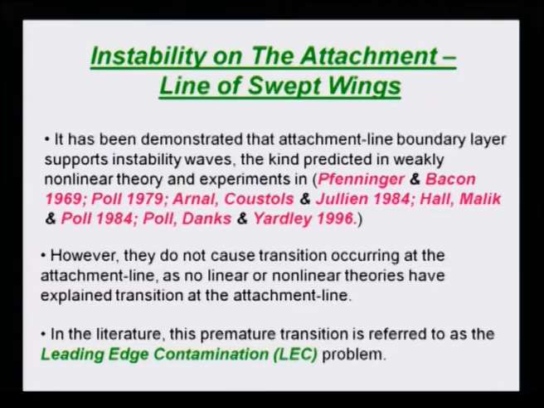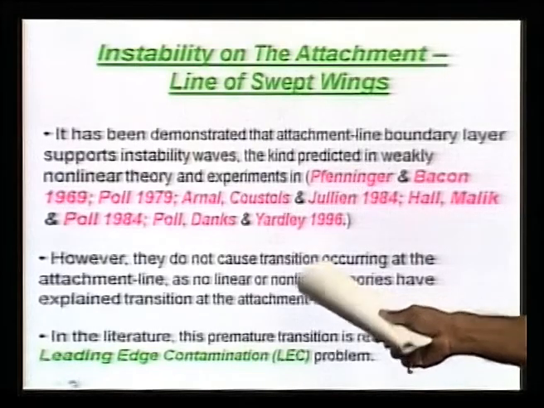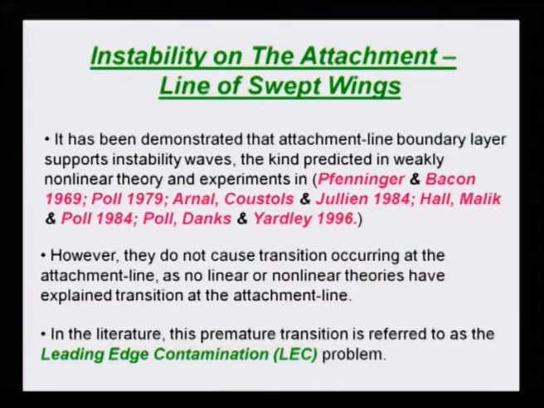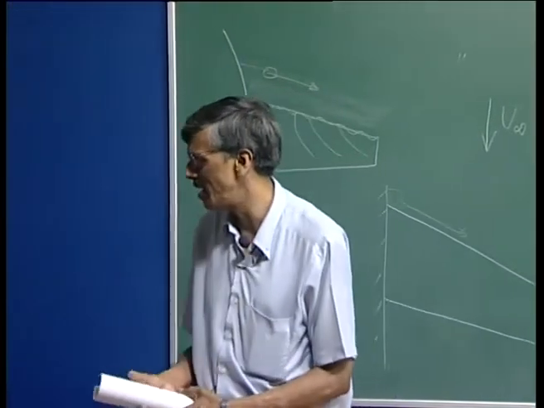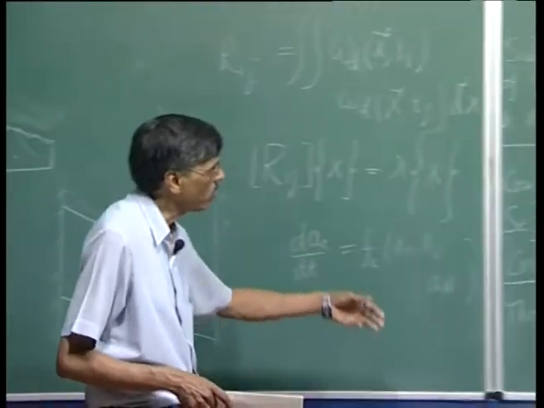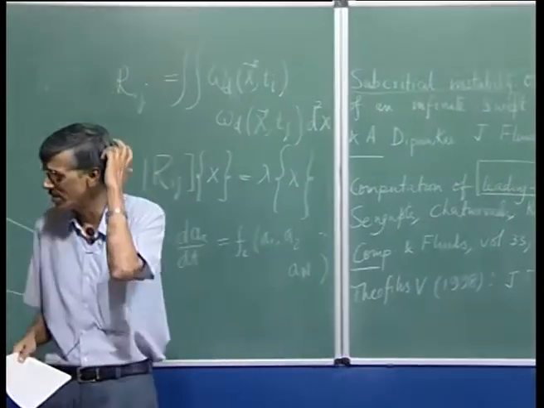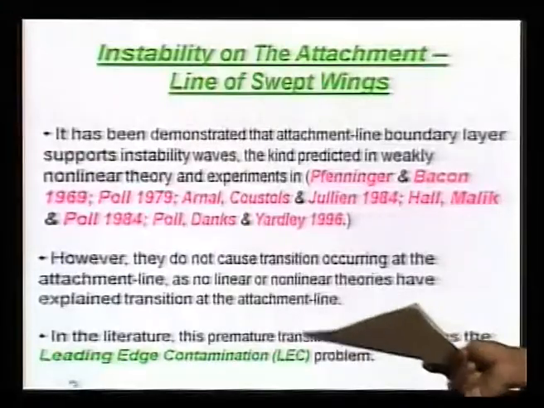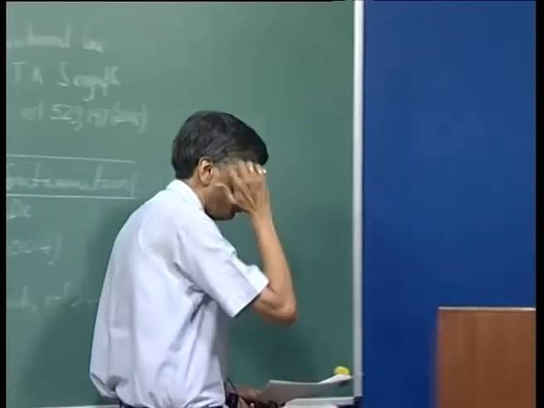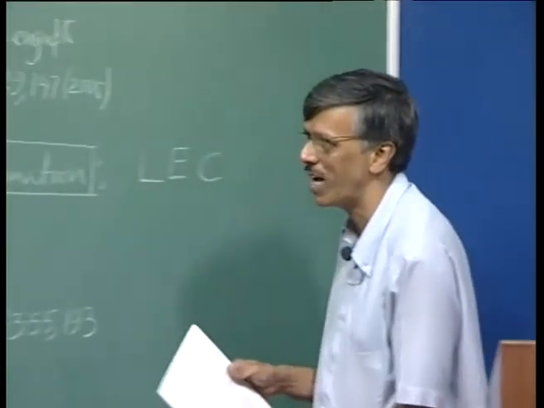But one thing that you notice is that you do have instability waves experimentally, but no one has established that they will cause transition on the attachment line. We do not have any linear and nonlinear theories that explain this. So, in that context, this was something of a revelation. That is why this premature transition is referred to as leading edge contamination, as if the flow gets contaminated by some unknown disease, and that remained unknown for quite some time.